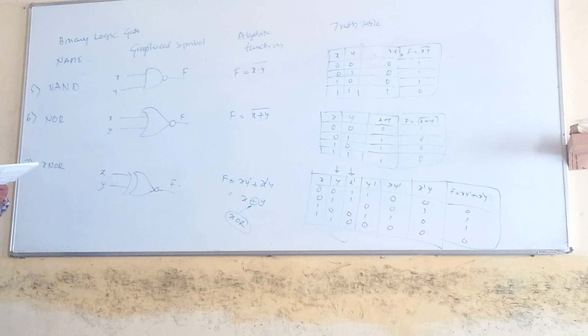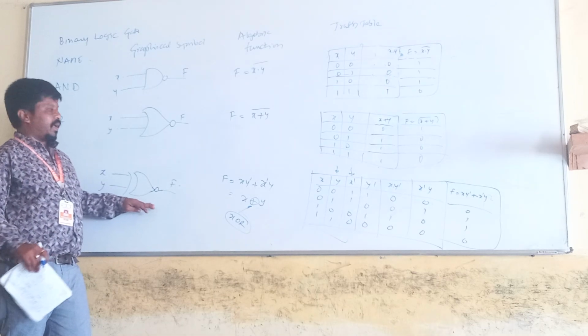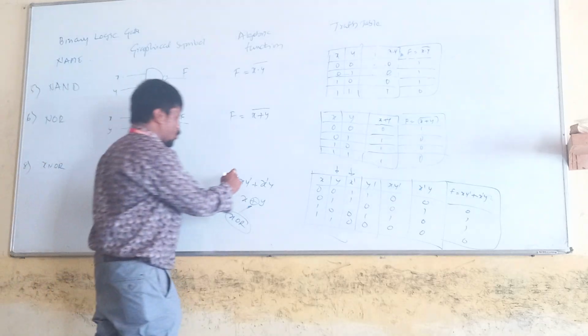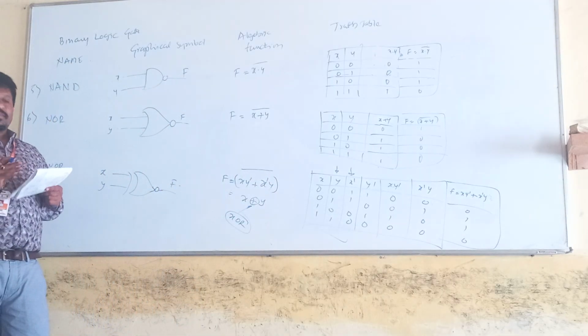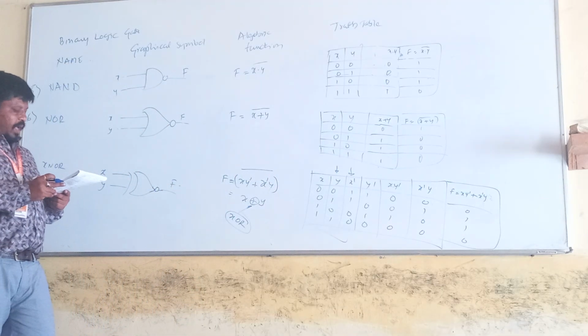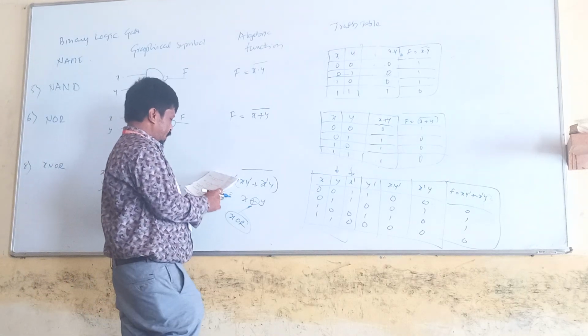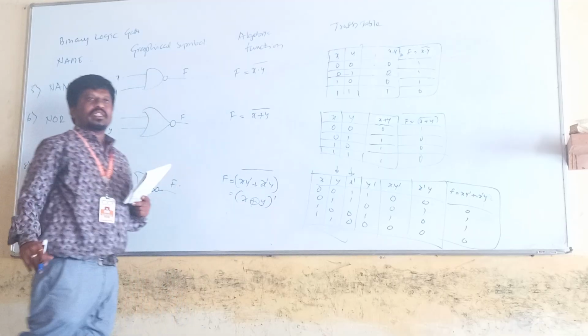Now I will change this XOR to XNOR. I am adding the N here, changing the 7 to 8, and adding a bubble in front of the XOR. If I add the bubble, the whole form becomes the complement form. Then I will add this one, which is the complement form.